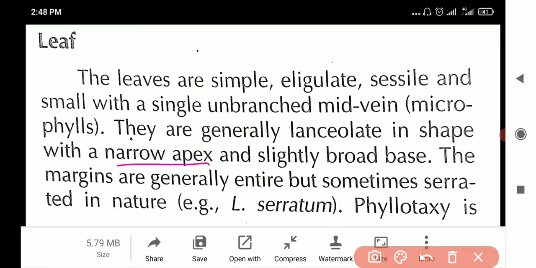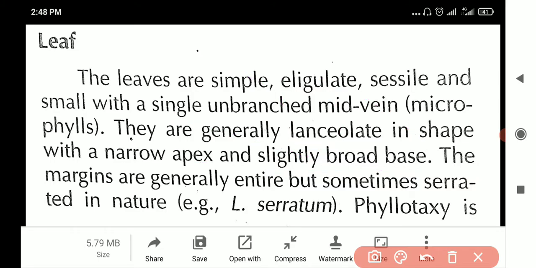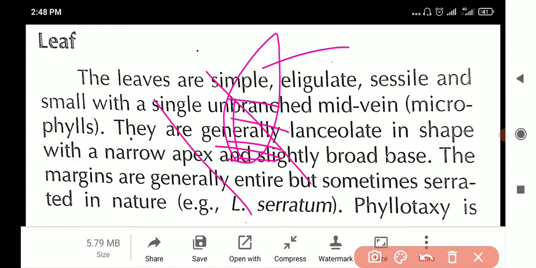They are narrow at the apex and broad at the base. So you have to draw like this, like that. The leaf, something like that. It's so difficult to use my finger to draw something like this. It's broad at the base and narrow here. Something like this. And just one single mid vein.